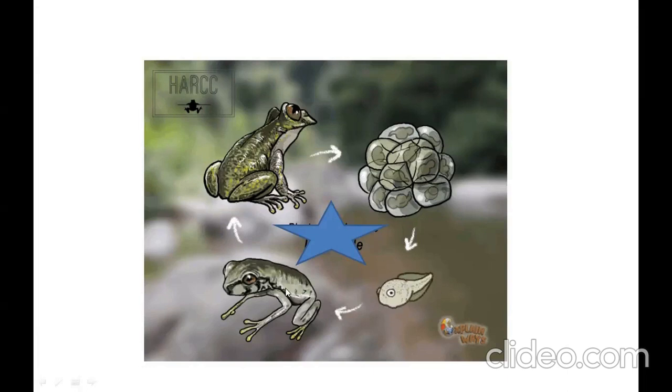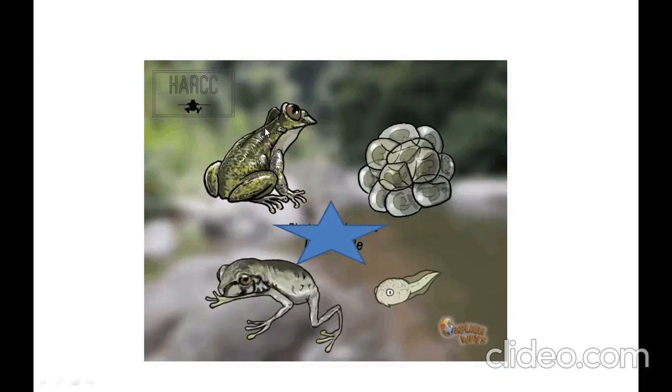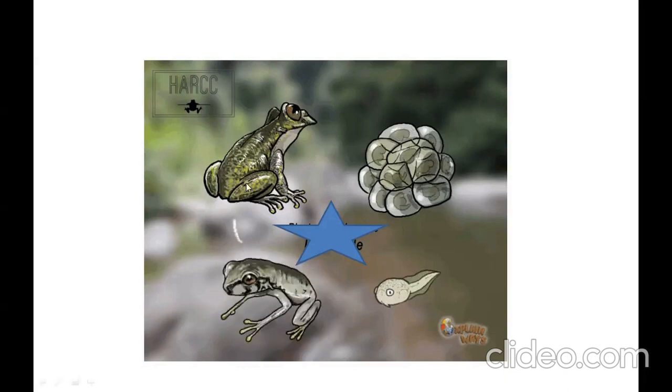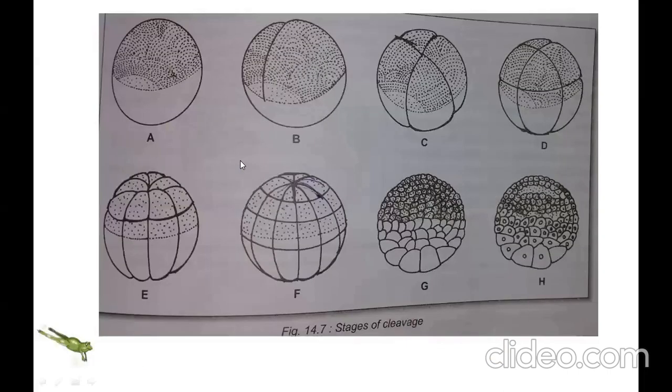The tadpole develops into the later stage of the tadpole, the higher stage of the tadpole, and then it moves into the adult stage. This picturizes that, and these are the various stages of cleavage. Cleavage is mostly holoblastic, and it is unequal. Unequal holoblastic cleavage takes place in the amphibians.